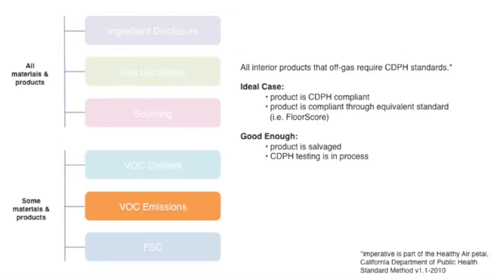Some products off-gas in their wet state, some in their dry or finished state. Think of new furniture or carpet. LBC requires that all products with the potential to off-gas or emit VOCs meet the standards set by the California Department of Public Health. Meeting this standard requires a chamber test to determine the VOC levels the product off-gases.